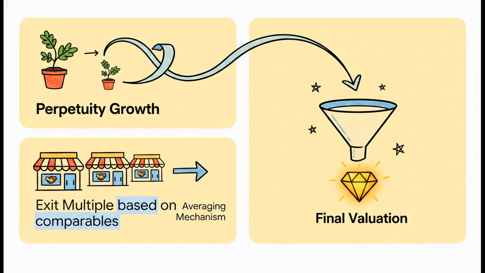The alternative is the exit multiple method. This one assumes the business is virtually sold at the end of the forecast period, using a multiple, like EV to EBITDA, borrowed from comparable companies, say Google or Microsoft. Honestly, a really solid model will often average the results of both methods just to keep the valuation completely grounded.